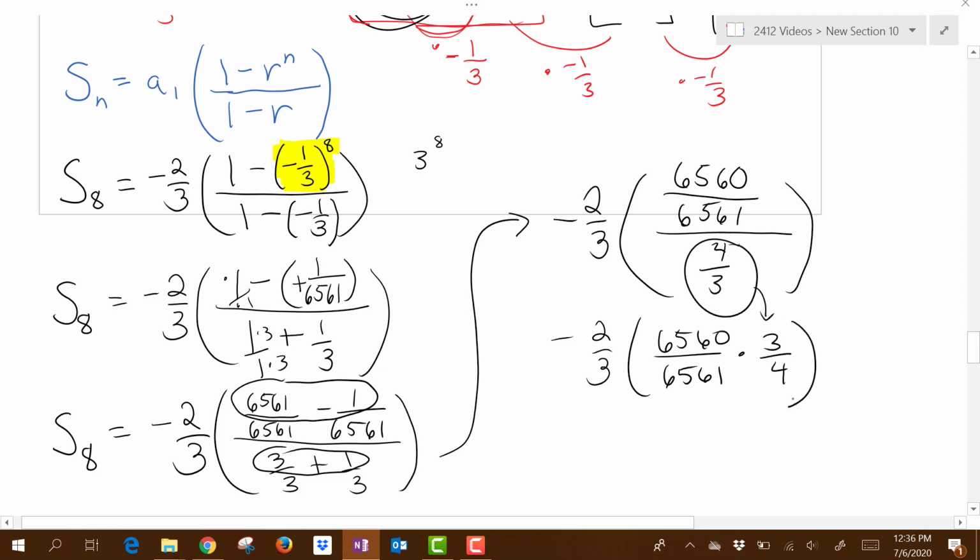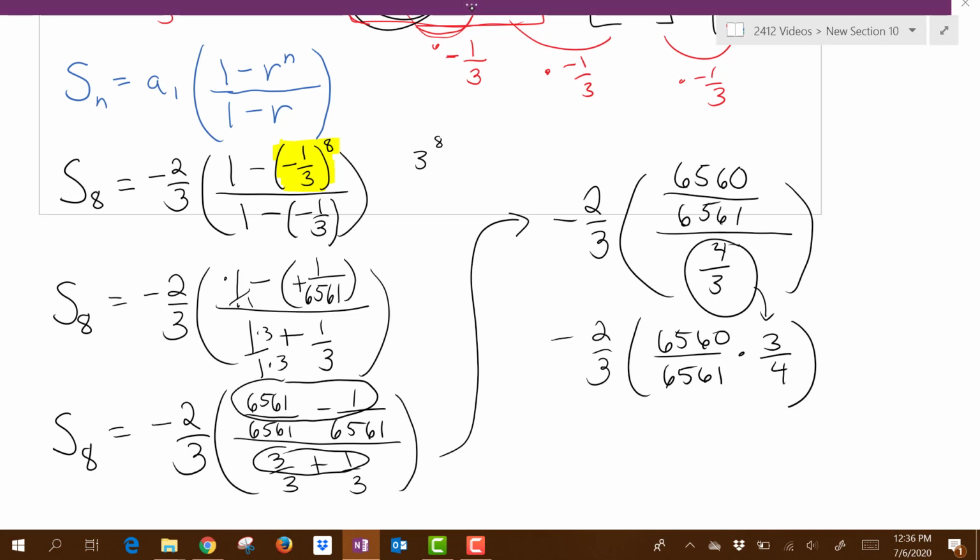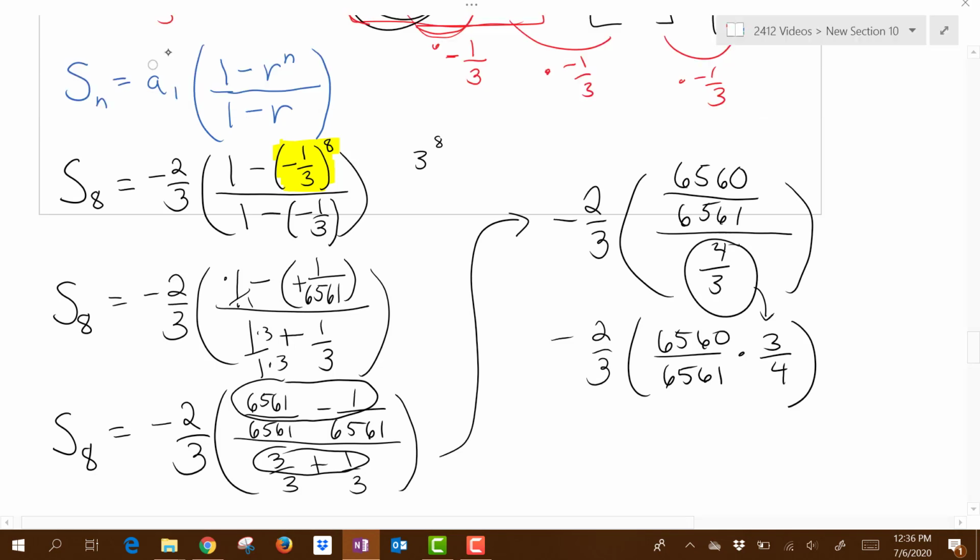So multiply the top by 3/4. Simplify where we can. So I notice that I'm really multiplying all three of these fractions together. The 3 on the top can cancel with the 3 at the bottom. The 4 and the 2 have a common factor of 2. 2 goes into 2 once, 2 goes into 4 twice.